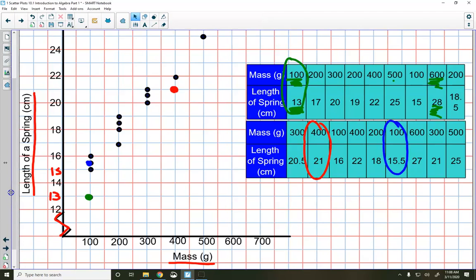Any questions on plotting the points? We're good? This would now be a scatter plot. If we look at this, we can tell there's a positive relationship because the numbers are going up.